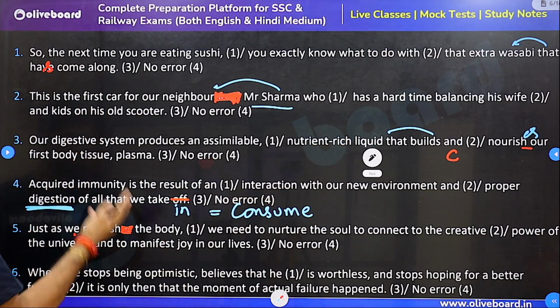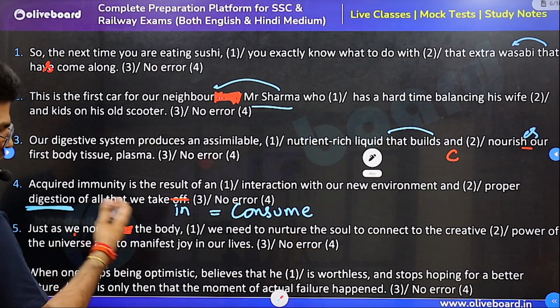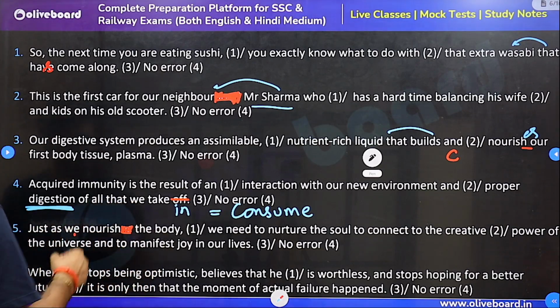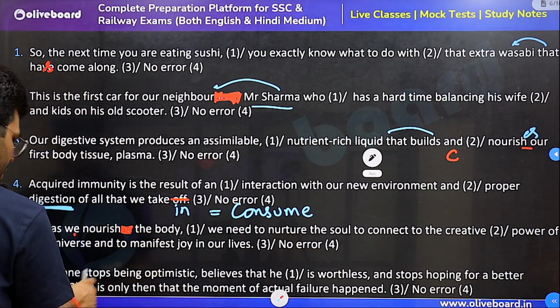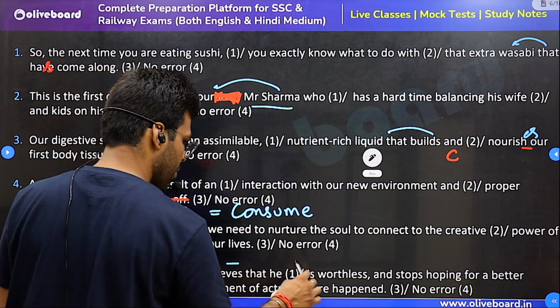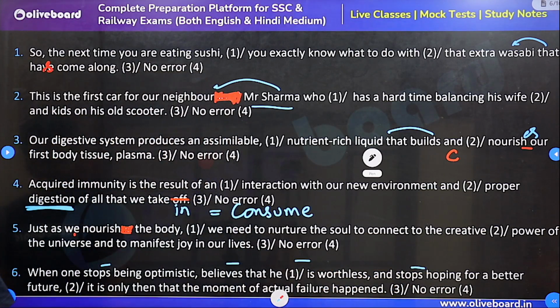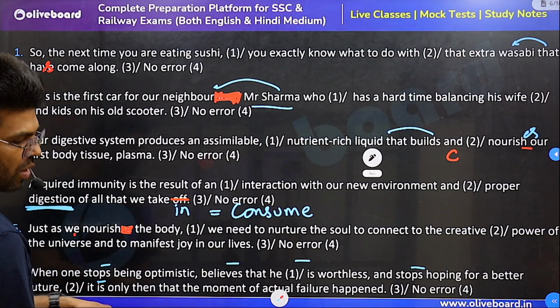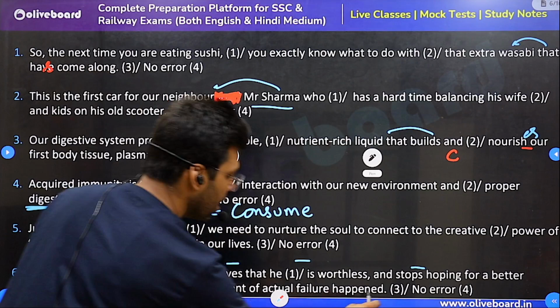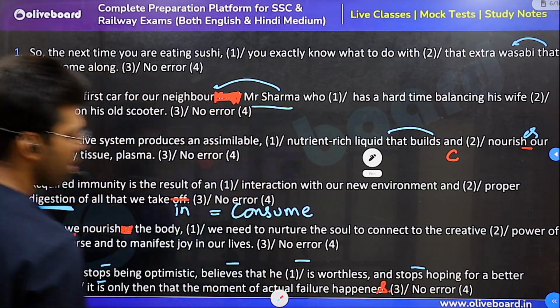When one stops being optimistic, the sentence is so general, talking about things in general. When one stops being optimistic, one believes that he is worthless, present tense, present tense, and stops hoping for a better future, present tense. Only then the moment of actual failure happened. What's this past doing here? Happens, not happened. Now read this again.